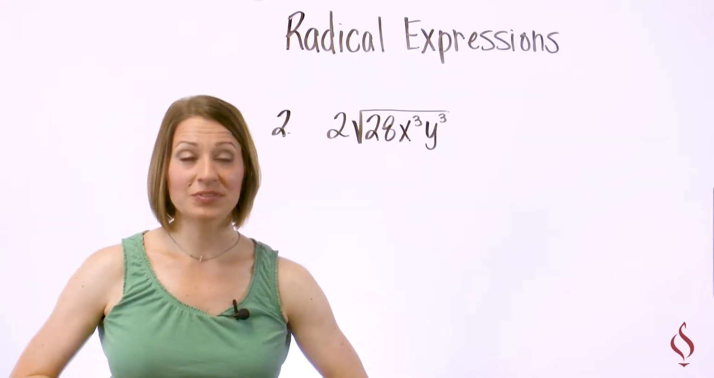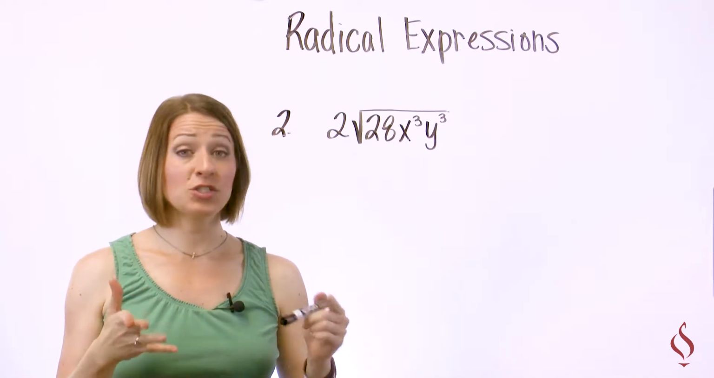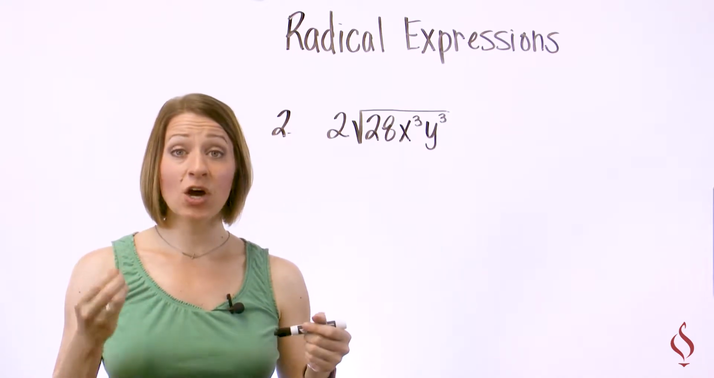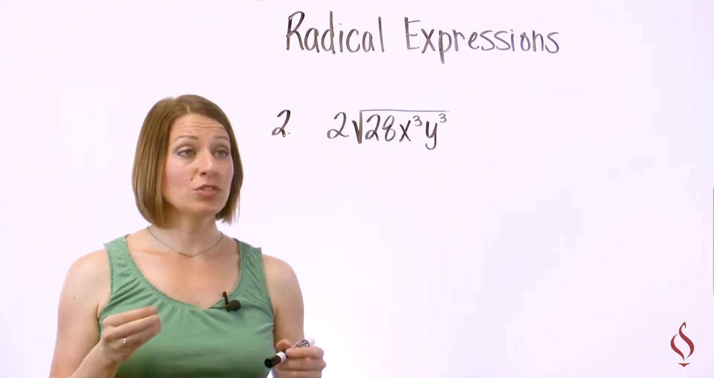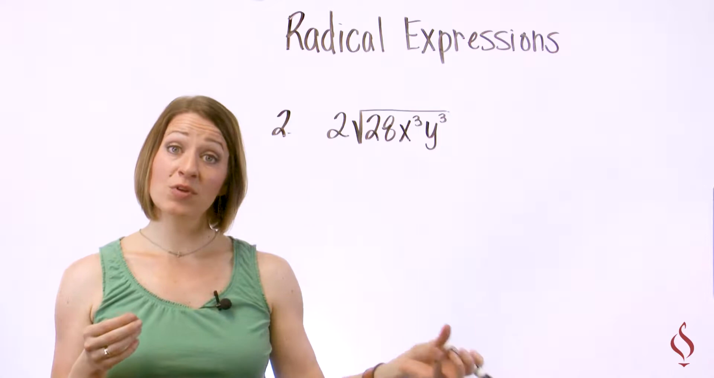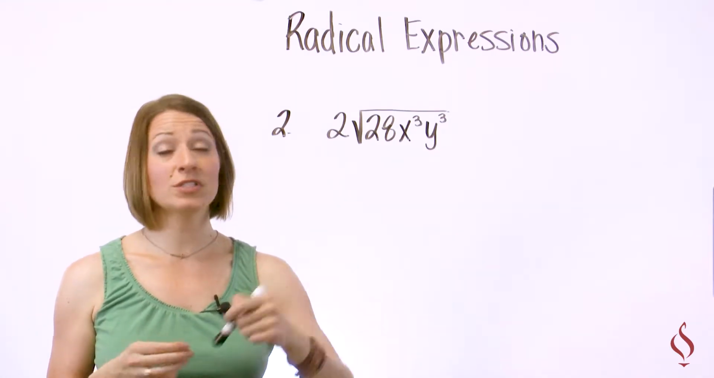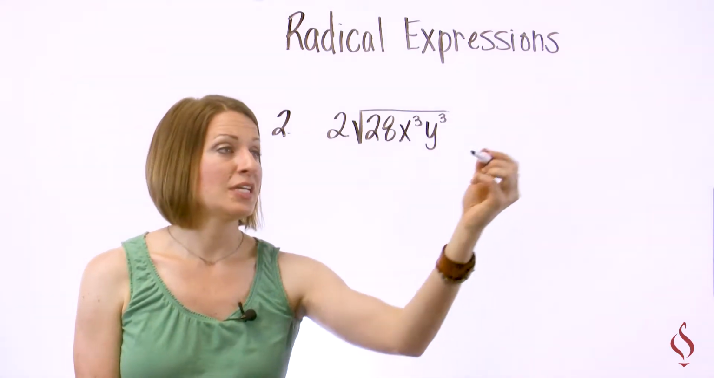Take a look at number 2. We're going to go through the same process. I do want to point out that there is already a number on the outside of the radical, and that's okay. Any extra number that we pull out, we'll multiply it to that 2.